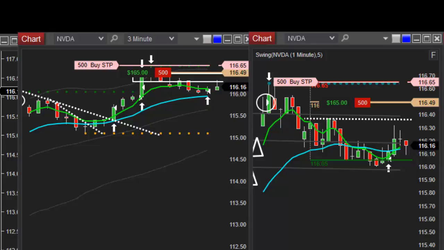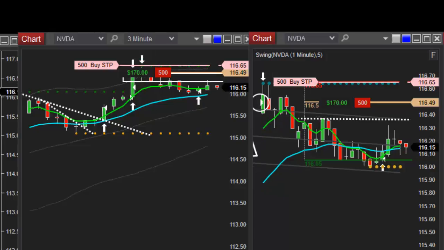I try to pay attention to the moving averages. Is price able to move above or below a moving average? Was the breakdown or breakout below a moving average? Is price going to go back and retest that moving average?